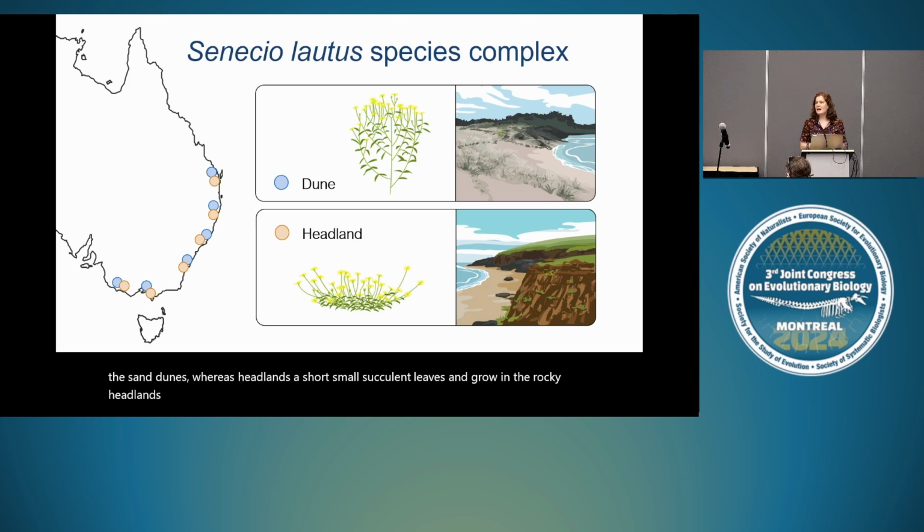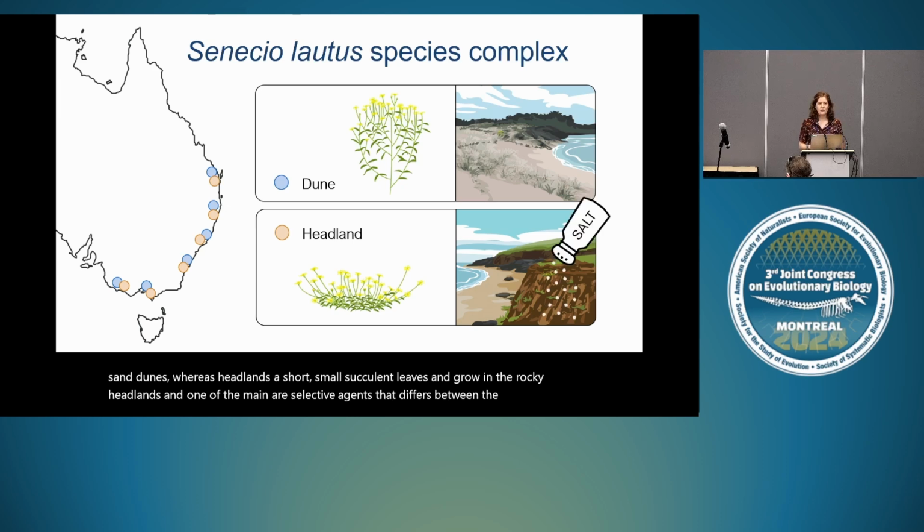And one of the main selective agents that differs between the environments is the levels of salts in the soil. So the headland environment has a lot of salt spray, and the dense soils retain salts, whereas the porous soils of the dune environment do not.